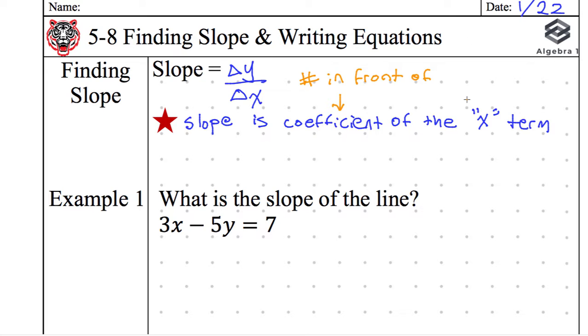For example, and you don't have to write this down, I'm going to do this in green. If I have 4x, the coefficient of 4x is 4. It's just the number in front of the x. If I have 3x squared, the coefficient of 3x squared is 3. It's just the number in front of it. So coefficient is a fancy way of saying number in front of. So the slope is always the thing in front of the x term.